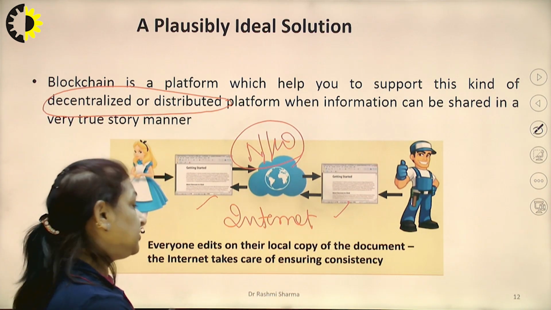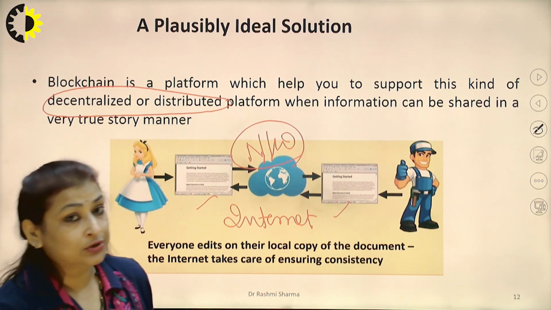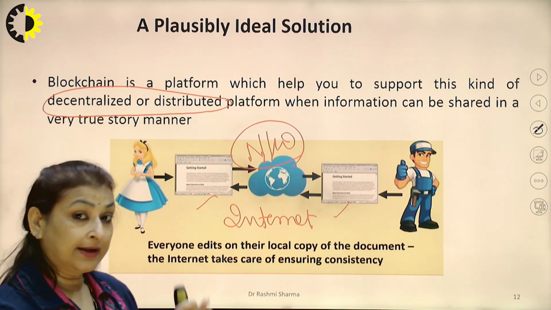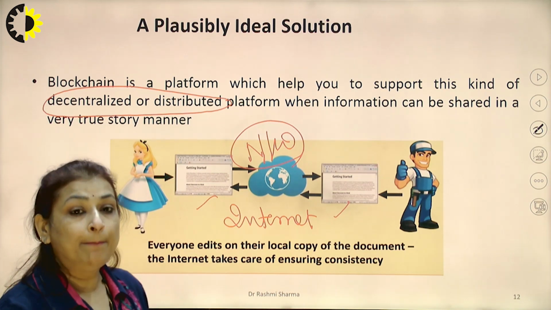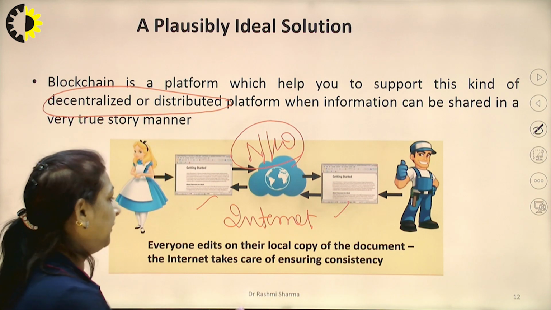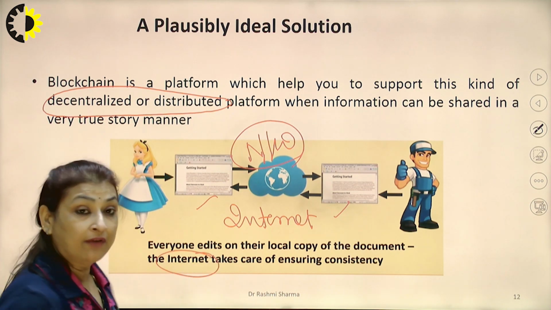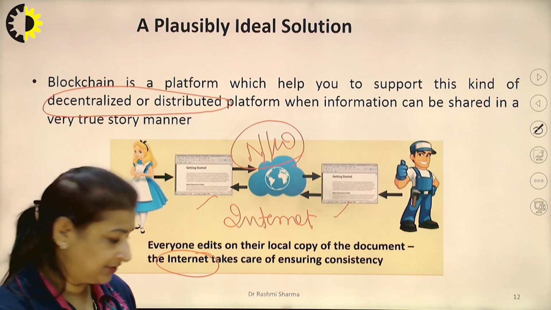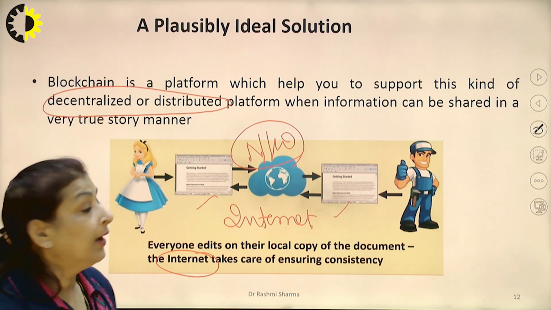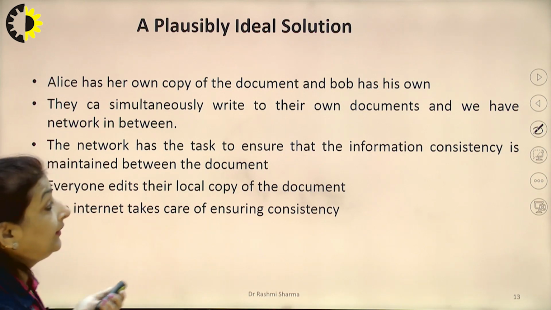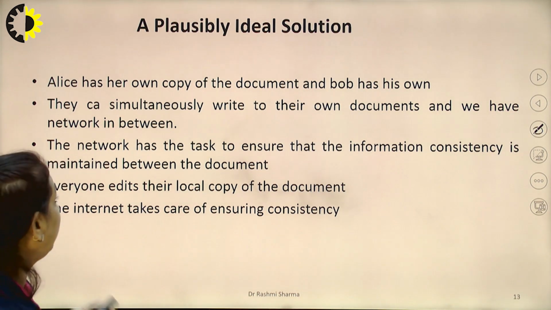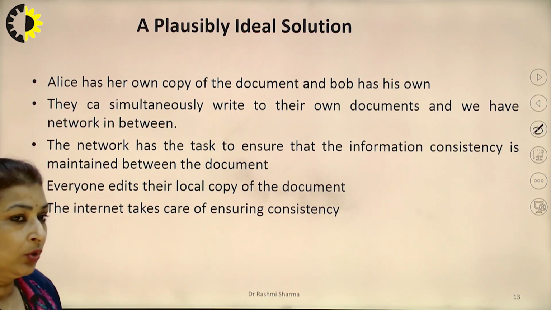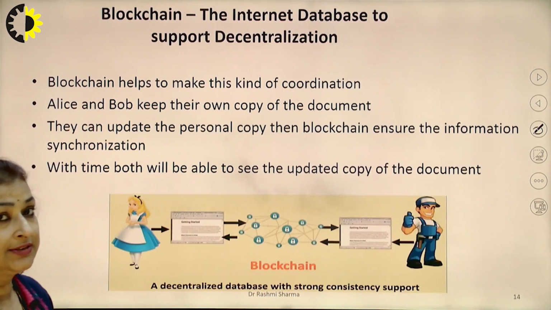So Alice is editing the document and Bob is editing it too. They are both editing simultaneously, but the consistency is being maintained by the internet. So we have to ensure that whenever we have this problem, the consistency should be there in the document. Ideally they have their own copy and they are simultaneously writing in it. So everyone edits the local copy and the network ensures the consistency.